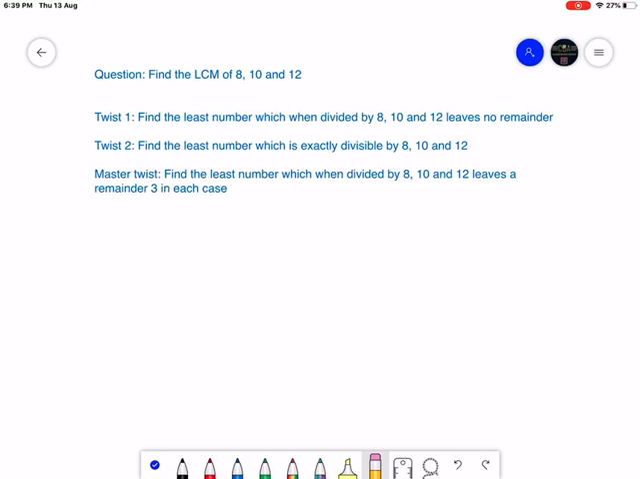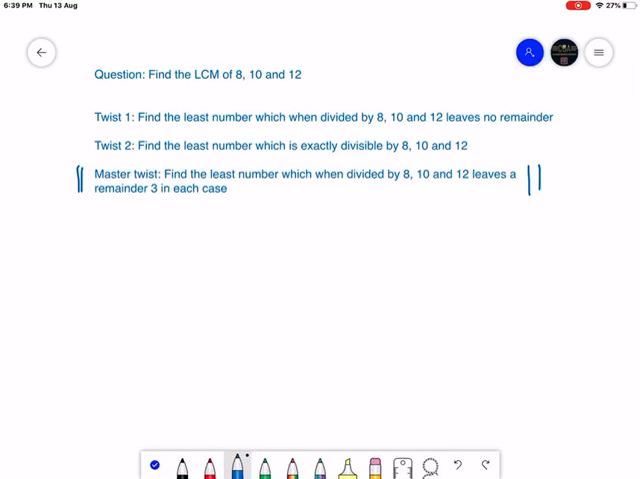Here I am dealing with a problem on LCM. My aim is to help you solve this type of question, which I am calling a master twist. Why have I called it a master twist? Because it is a simple LCM problem, but it is twisted to an extent that it looks a bit difficult. So I am going to help you arrive at the solution step by step and also explain why we have to do certain things at every step.